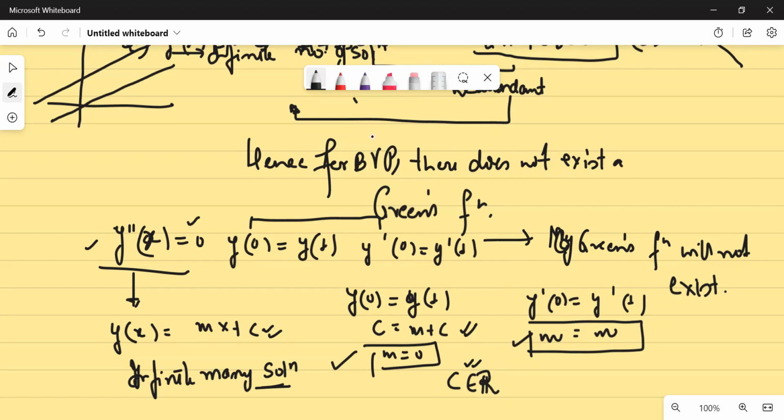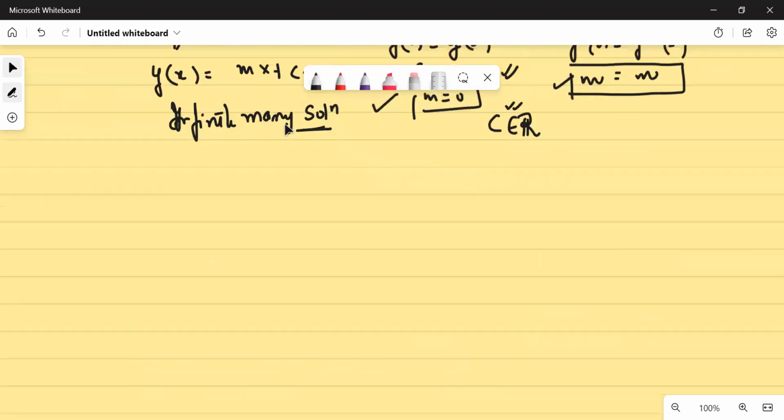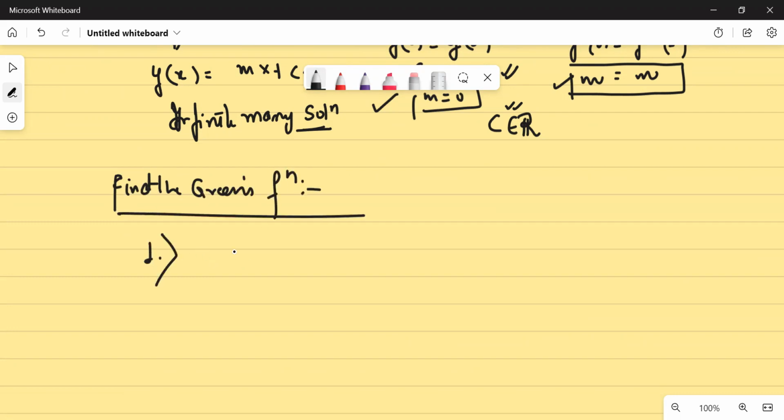But before that, if you want to solve another problem, I'll give you that particular problem. Find the Green's function for the following. Let us take this example: x y double dash plus y dash equal to 0, with y(0) bounded and y(L) equal to 0.